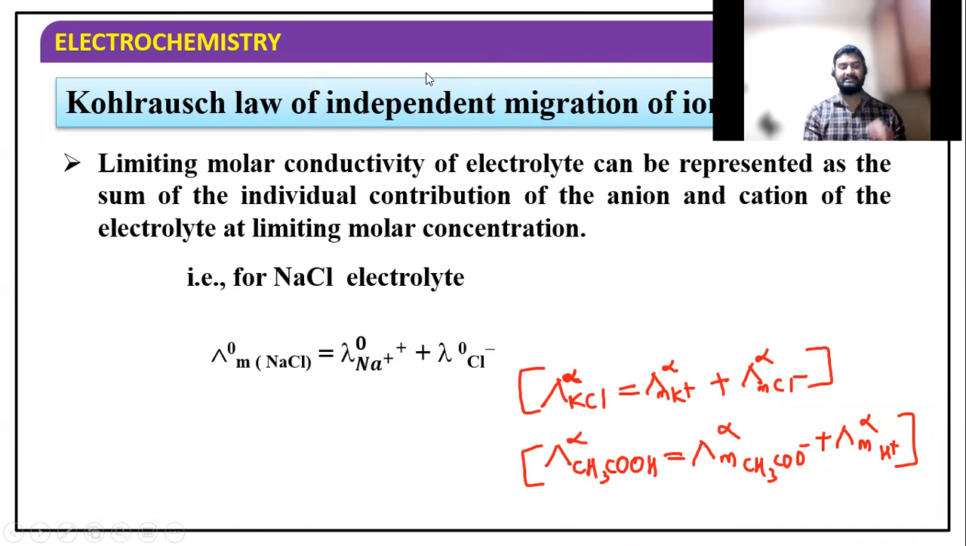So basically, it says that if you have a solution, whether it is a strong electrolyte or a weak electrolyte, and you add enough water so that it becomes highly diluted, then it will break 100% into ions. And the conductivity value would be the summation of their individual ions. Like in case of KCl, it is K plus and Cl minus. In acetic acid, I know it's a weak electrolyte, right? Despite that, it would be the summation of their own ions. That's it. Let's move further and understand the other part.